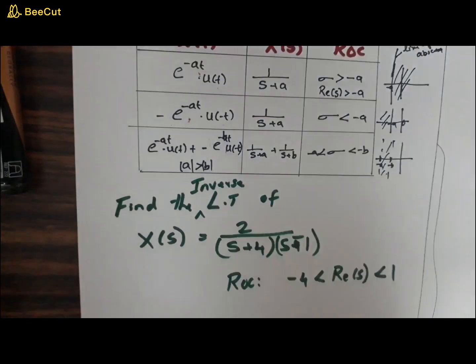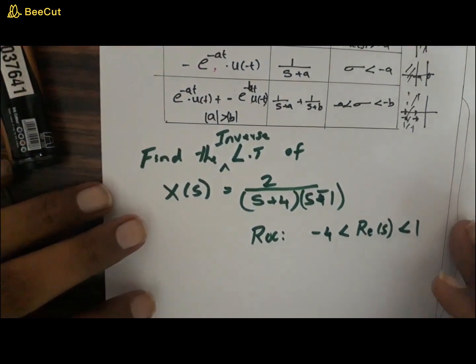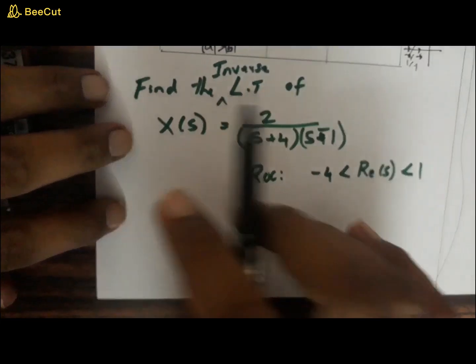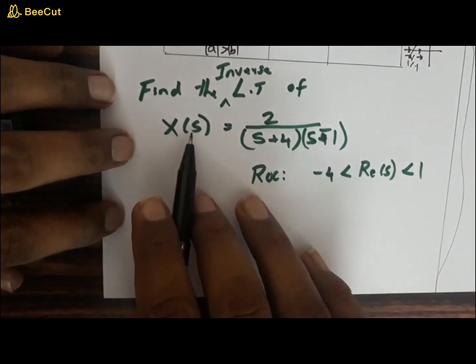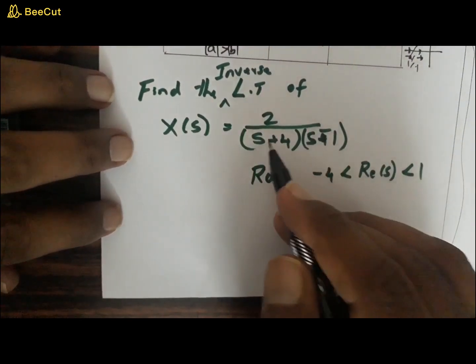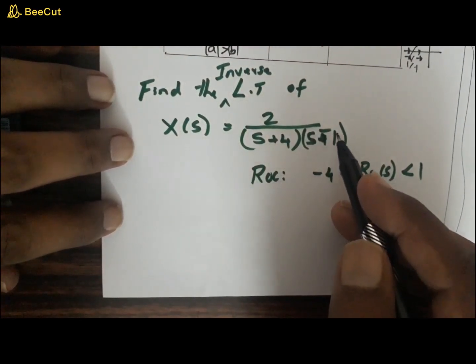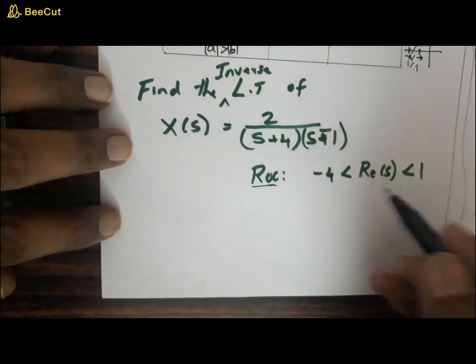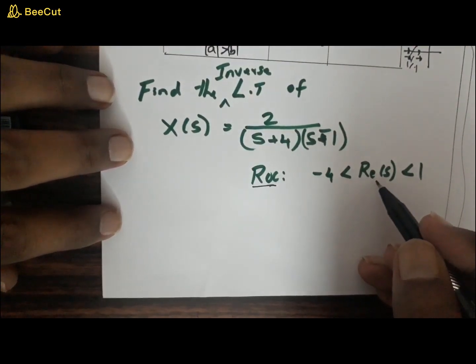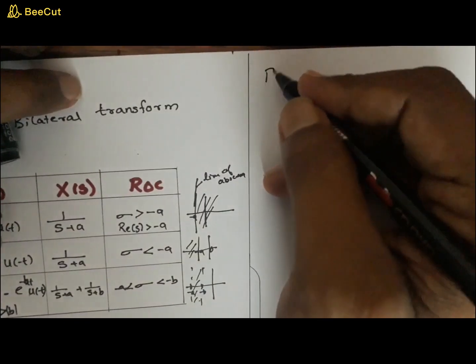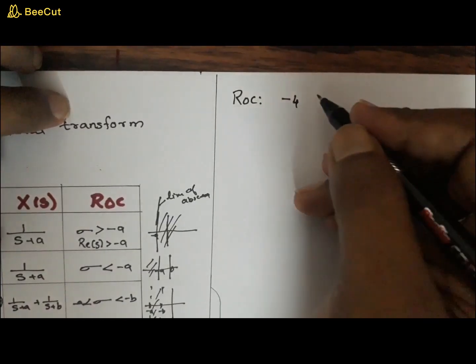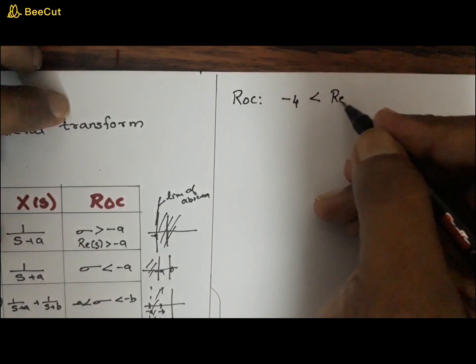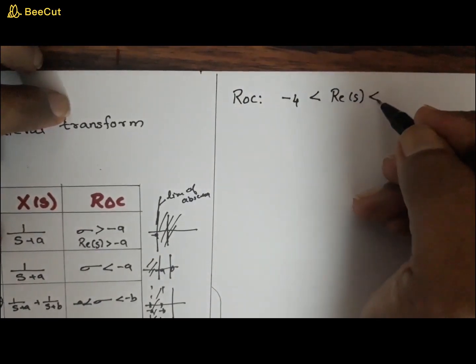Okay, now let's start to do a problem on the inverse of a bilateral transform. Find the inverse Laplace transform of x of s is equal to 2 by (s plus 4) into (s minus 1). The ROC is given to be minus 4 less than the real of s less than 1. Now the ROC specified here, I am again rewriting that ROC, lies in between minus 4 of the s plane to 1.